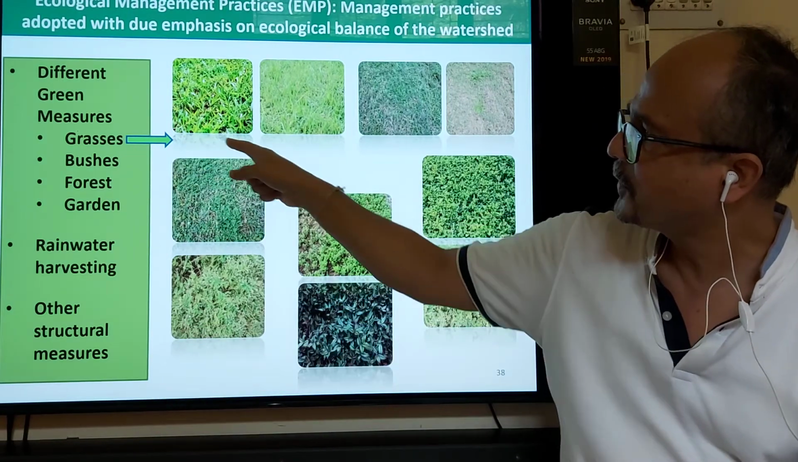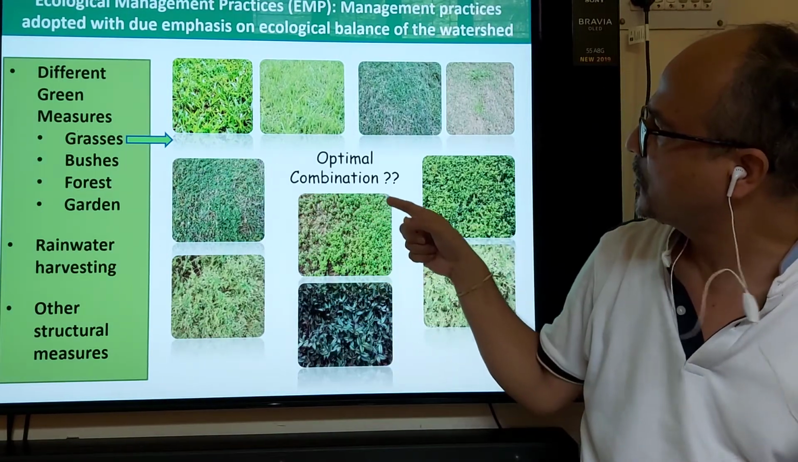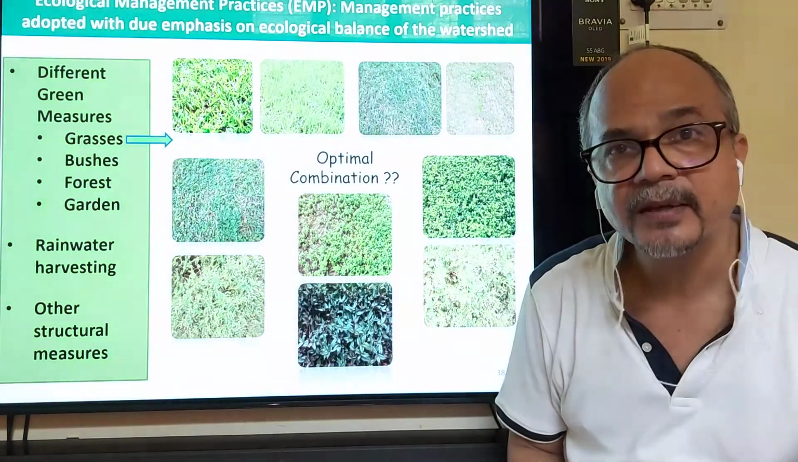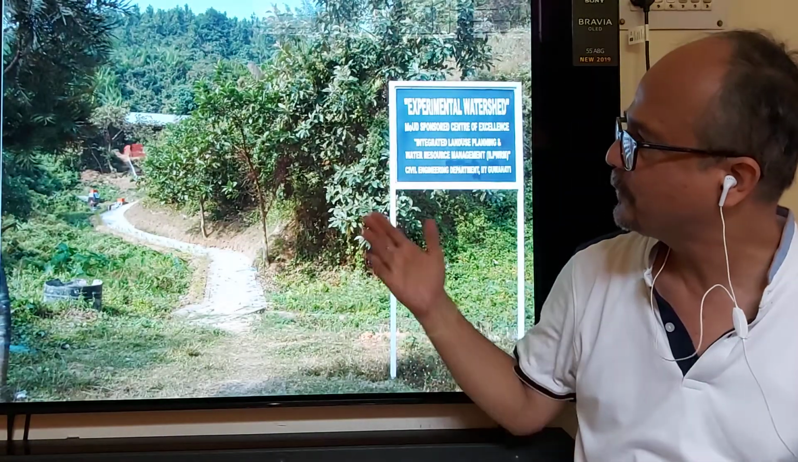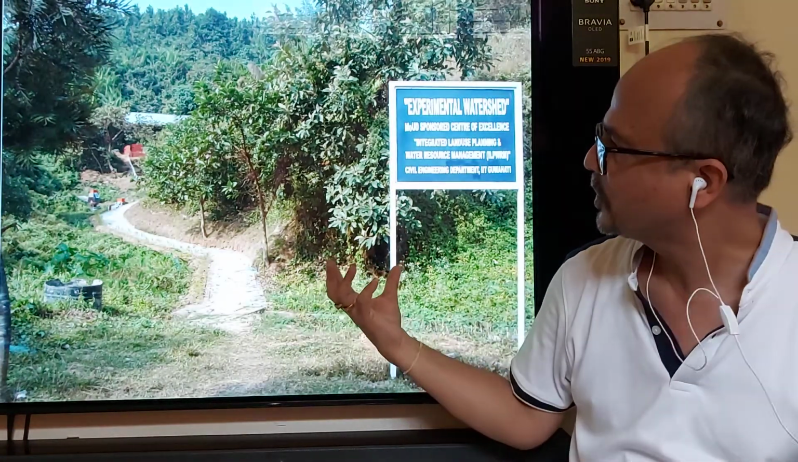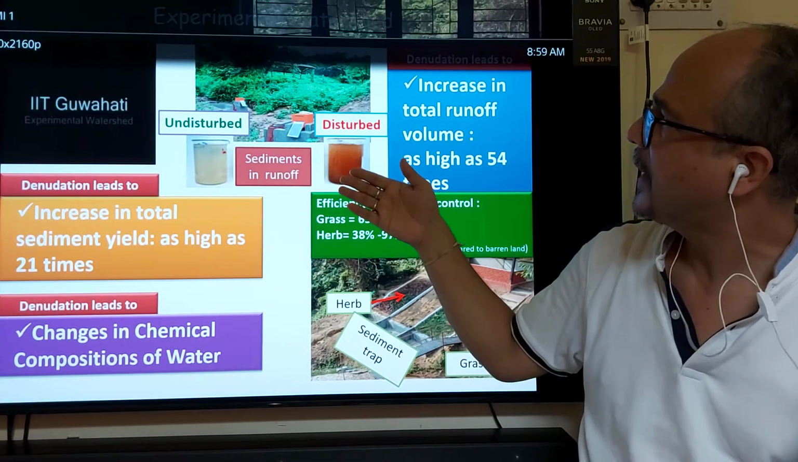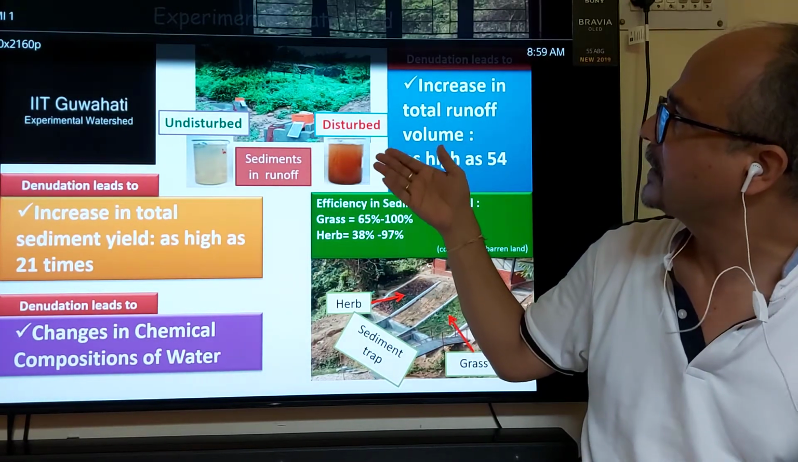But if I talk about only grass, then also there are so many varieties. Now, which combination do we need to take? Because some will have different efficiency of controlling water, some will have different efficiency of controlling sediment. So we made an experimental watershed and we conducted a pilot study, an experimental study, in it.